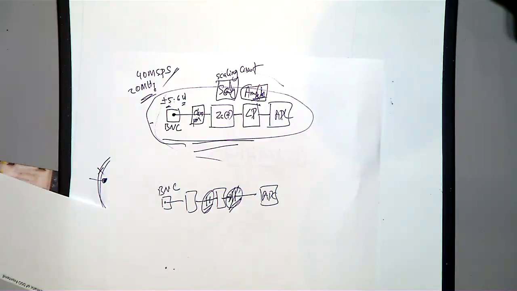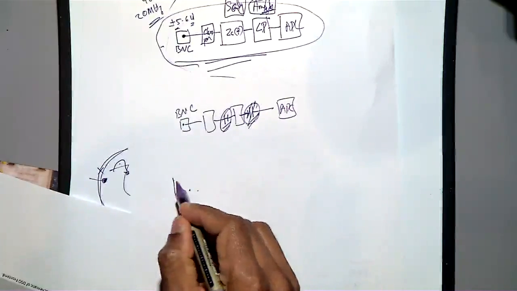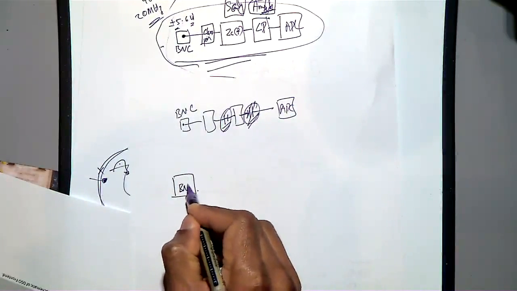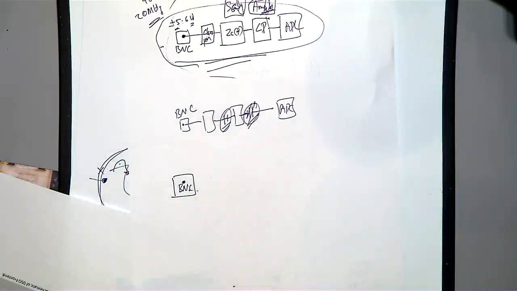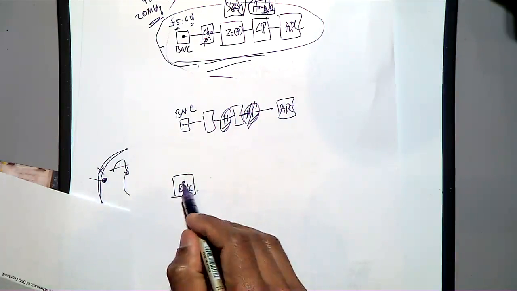This is a front end we are designing. Now we are going to design it. So now we got all these blocks. Now we will connect them in a logical way. So what we will do is we got the BNC. This is the BNC connector, and from the BNC connector immediately we will go to the clamper.